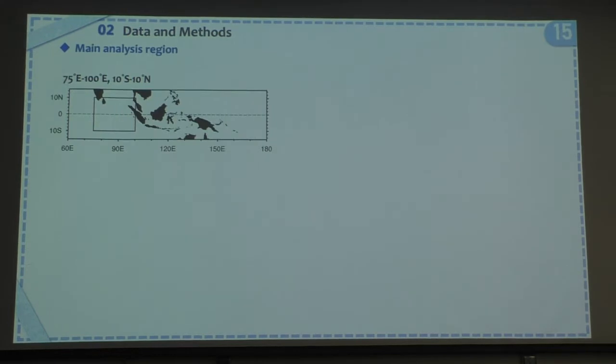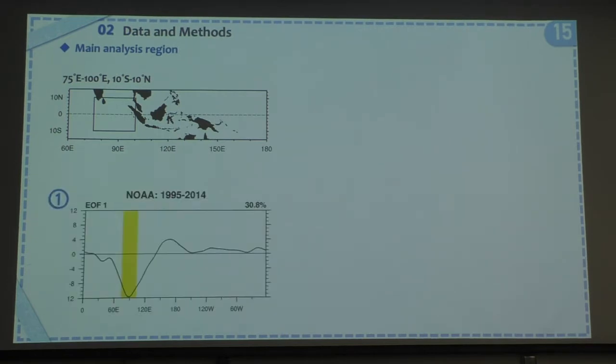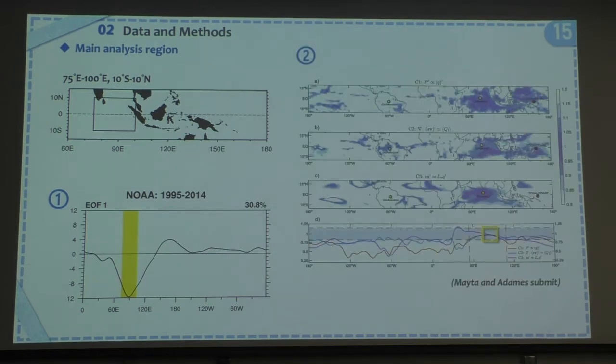We focus on one region, especially this box, because based on the observed EOF, we can see that the MJO convection has the largest variance over here. And according to the moisture mode criteria, the moisture mode of MJO is satisfied over the ocean region.